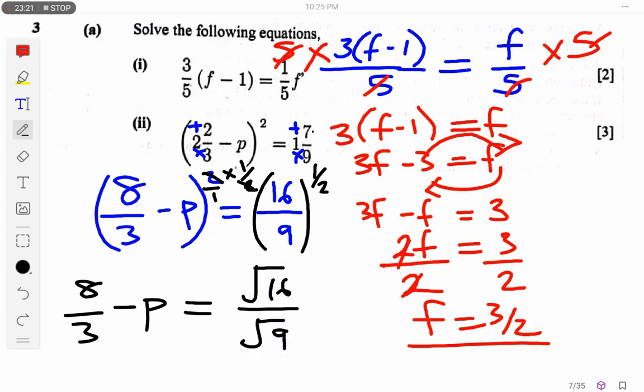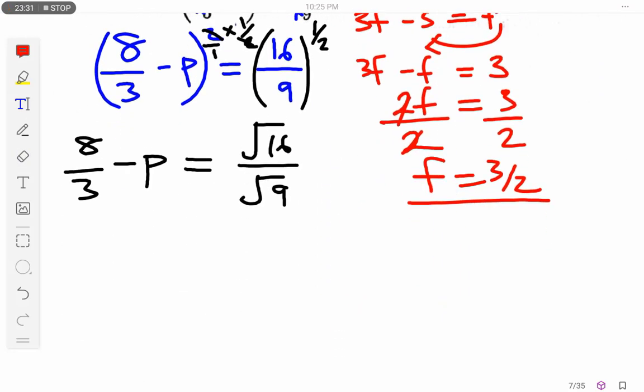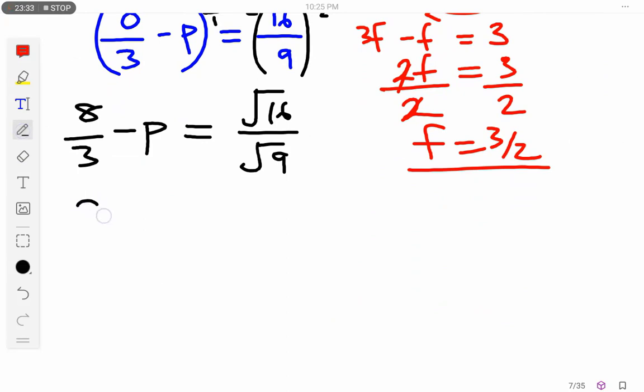Okay, this is the same, guys. When I have square root of 16 over 9, it's the same. So don't be confused. It is the same. Now let's solve. I have 8 over 3 minus p is equal to square root of 16, that's a 4, square root of 9, that's a 3. Okay, fine.